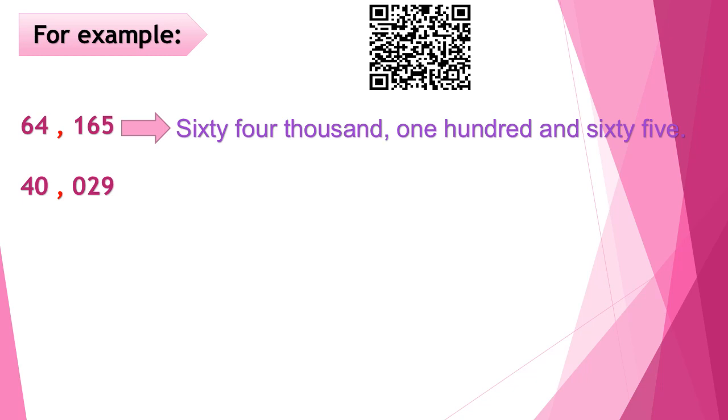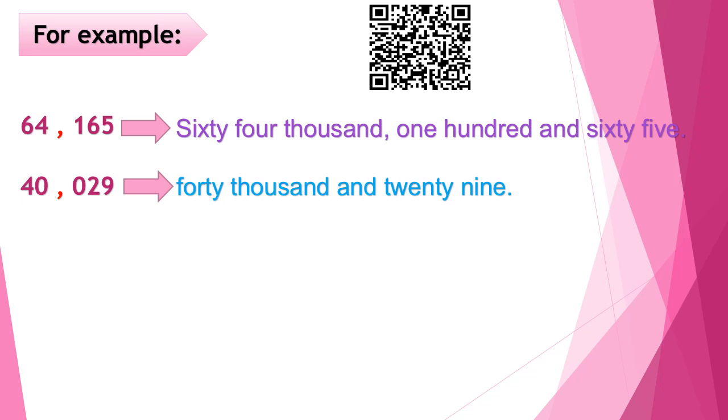Another number. Also, it's a 5-digit number. Read from the left. 40,000. What do we say when we see a comma? Just say thousand. So start from the left. 40,000. We don't have any hundreds here, so we will read just 29. So 40,000 and 29.